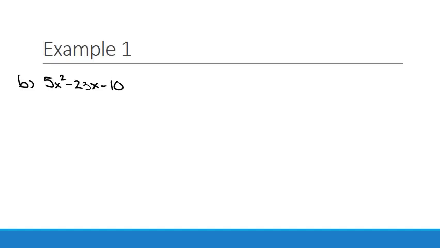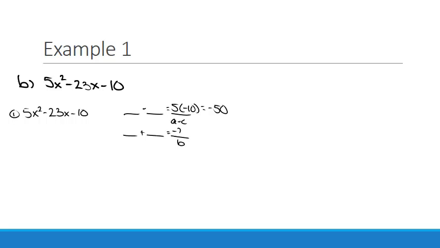Let's look at our second one. Decomposition. So I'll write it out. If I want to show my work, factors of a times c. A is 5, c is negative 10, so that's negative 50, that add to b. B is negative 23. Well, 50, 25, and 2 always jump out. So 25 and 2.